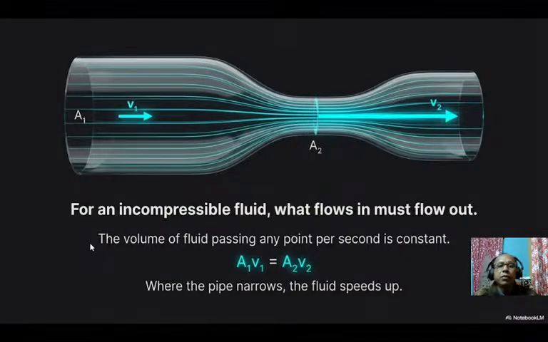For an incompressible fluid, what flows in must flow out. The volume of fluid passing any point per second is constant. That is A1 V1 equal to A2 V2. When the pipe narrows, the fluid speeds up.